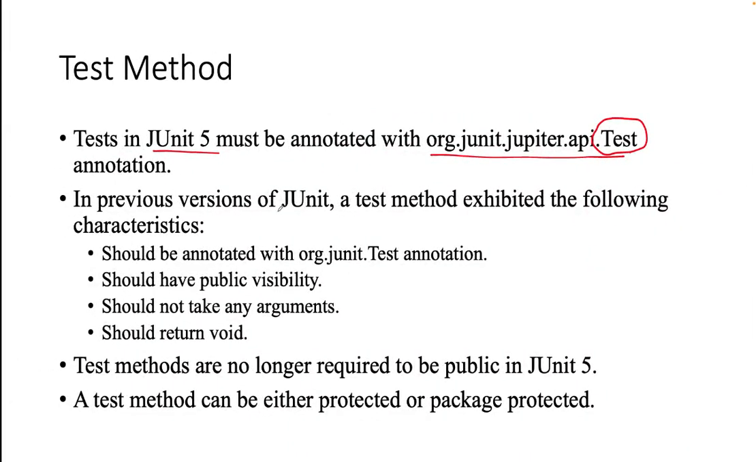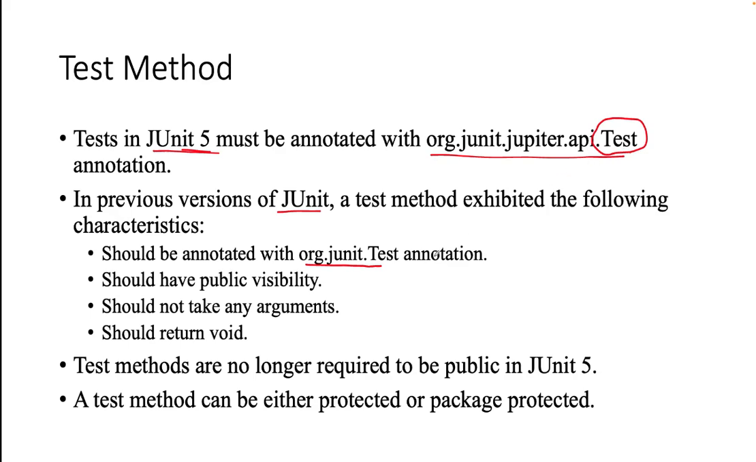Now, in the previous version of JUnit, similar to test classes, the test method requires certain characteristics. One of them is that it should be annotated with a different class, JUnit Test. So if you're writing tests for JUnit 4 and 3, it uses a different annotation in a different package. See over here, the package is org.junit.Test. But if you're writing test cases based on JUnit 5, then the annotation is junit.jupiter.api.Test. So that is one thing.